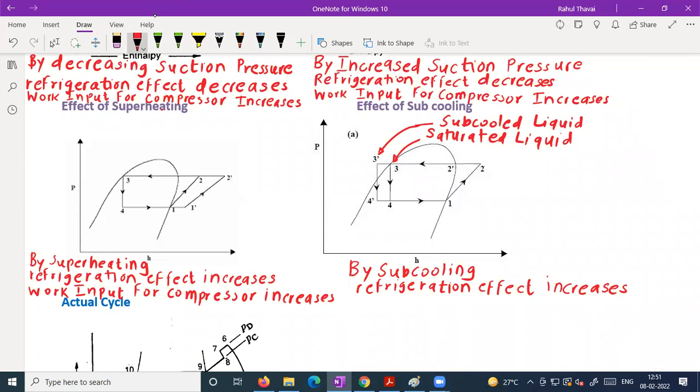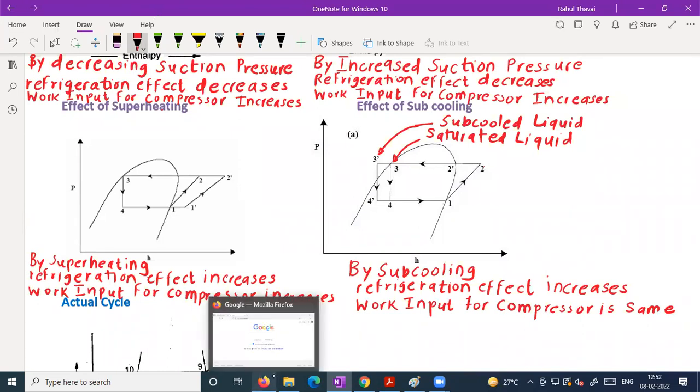But what happens with the work input for the compressor? Some of you have asked me something, right? So the work input for the compressor, can anybody let me know? What happens to it? You can check it: 1, 2, 2 is the same, right? It is the same. The work input for the compressor is the same. Is that okay?